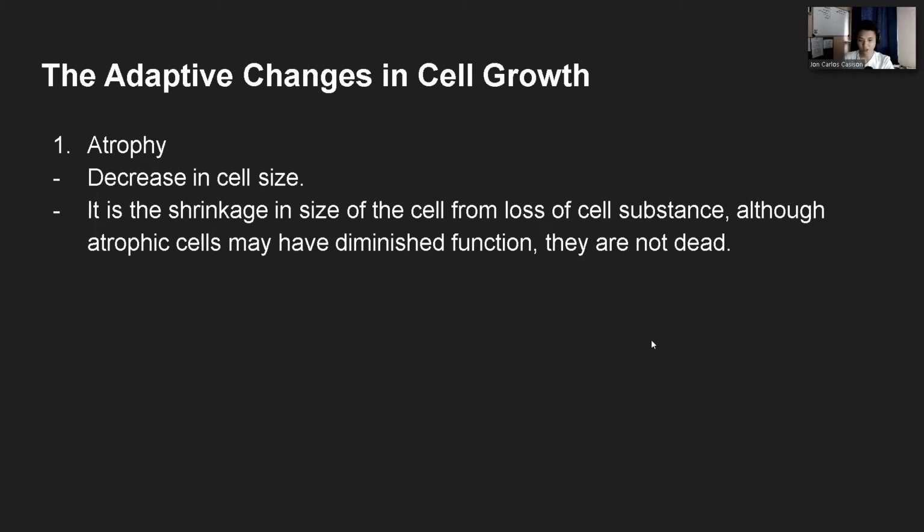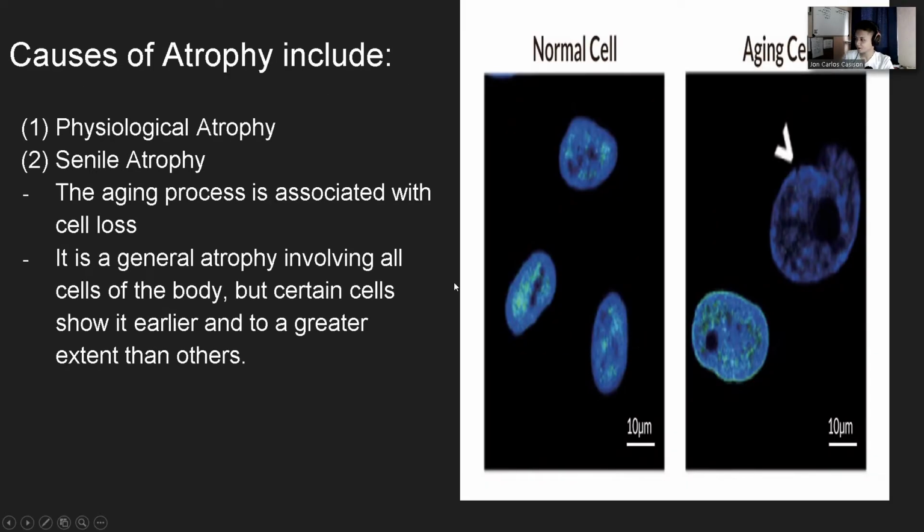So here are the causes of atrophy. First is physiological atrophy. An example of this is the uterus of a mother decreasing in size after giving birth. Second is senile atrophy.